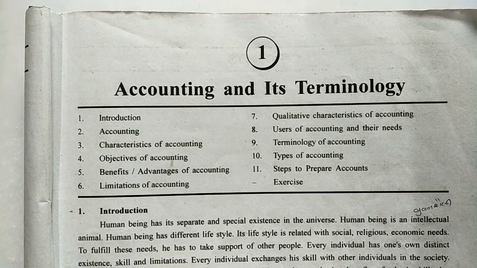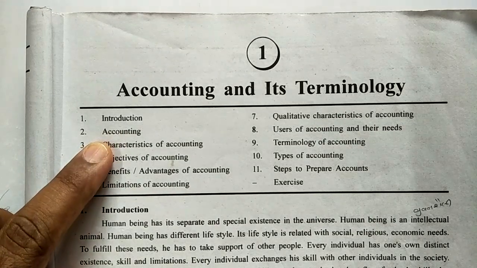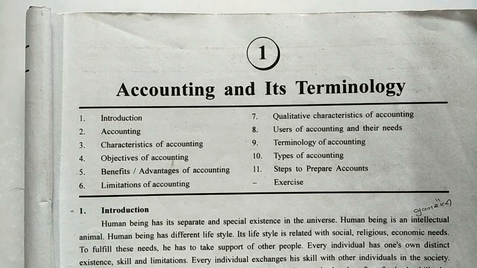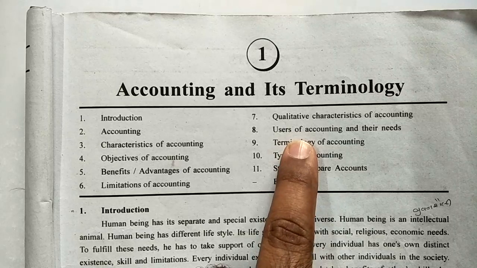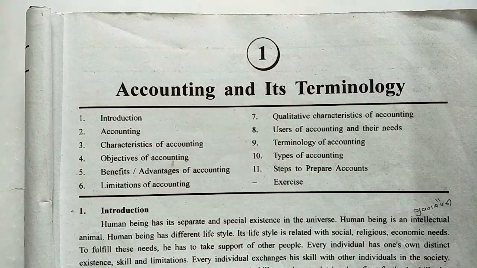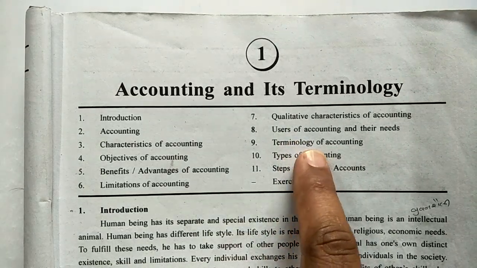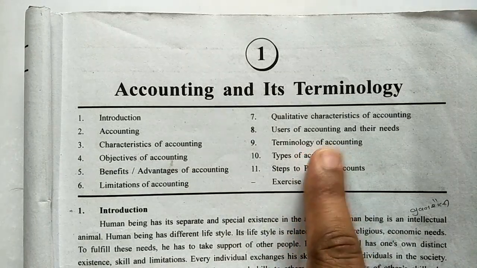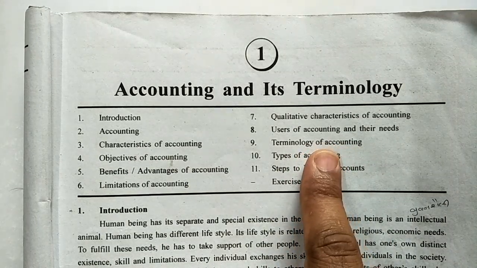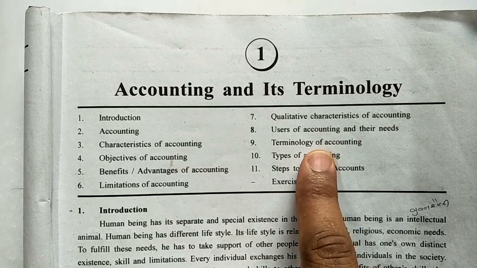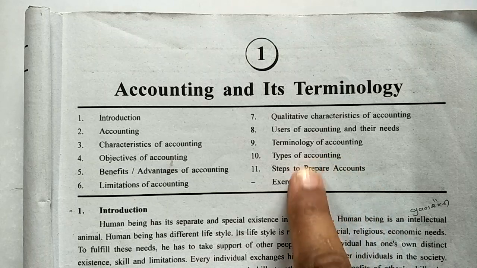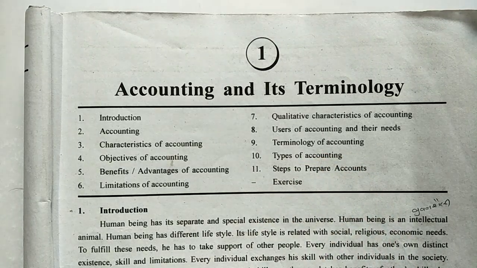So in this chapter we will be going through the meaning of accounting, then characteristics, objectives, advantages, limitations, then kind of qualitative characteristics, who are actually the users of accounting information. Then this is most important, the terminology of accounting, means various terms we use in day-to-day life. This is just to avoid technological jargon. We have to learn the basic terms we apply in accounts in day-to-day life, and thereafter types of accounts and steps of preparation of accounts.